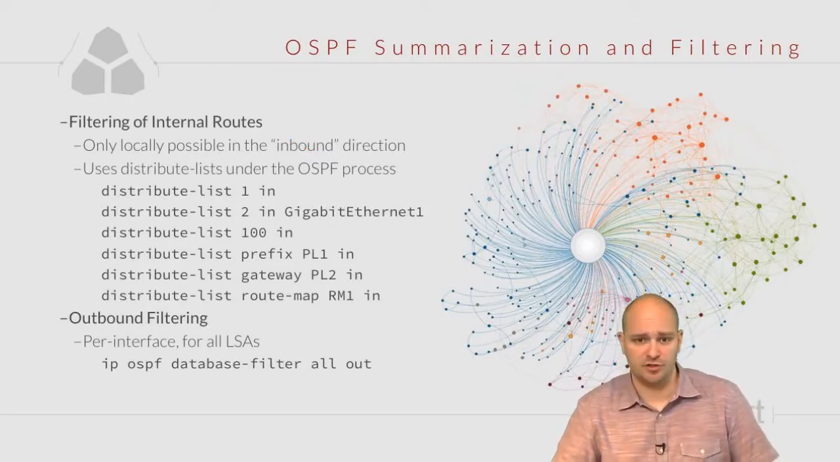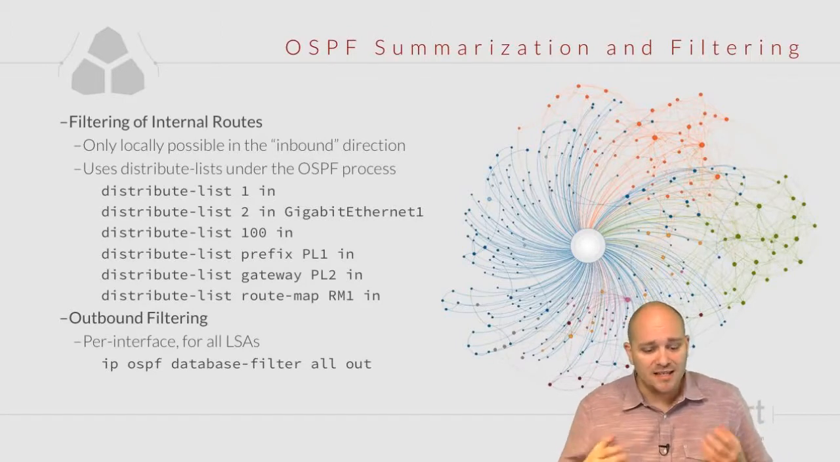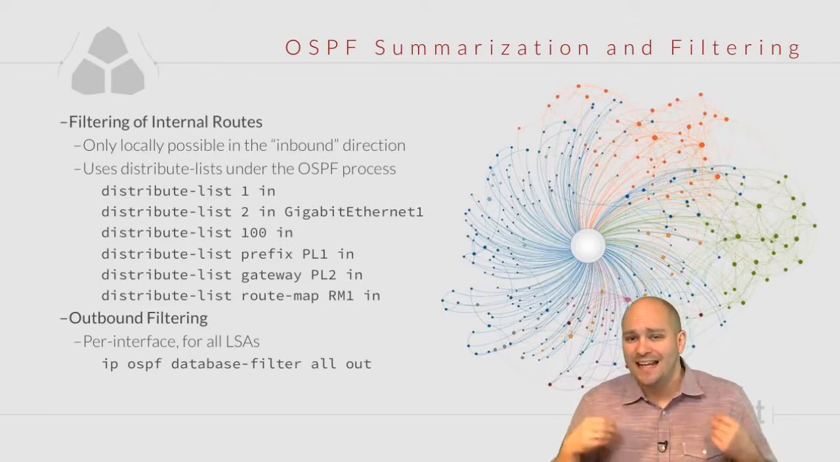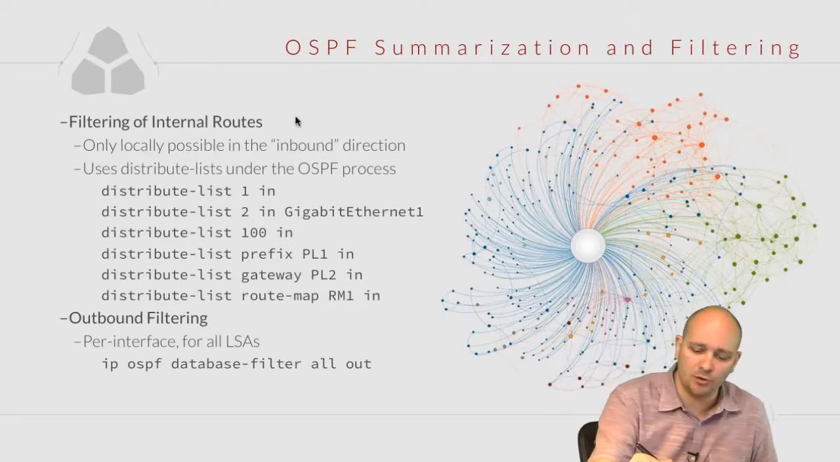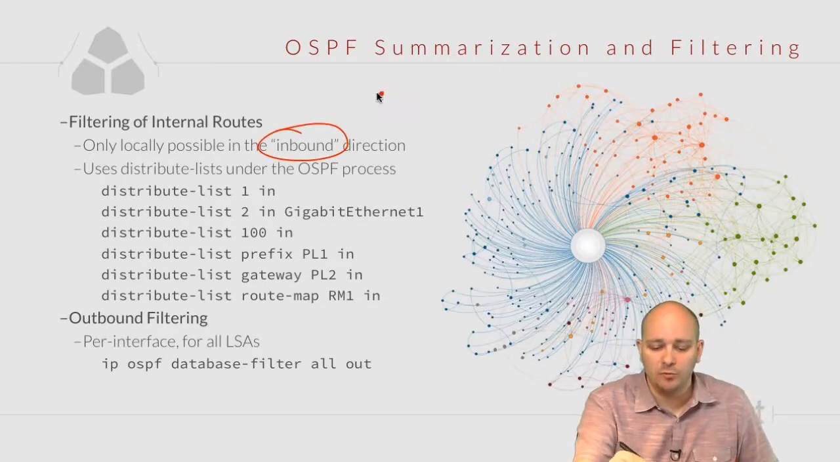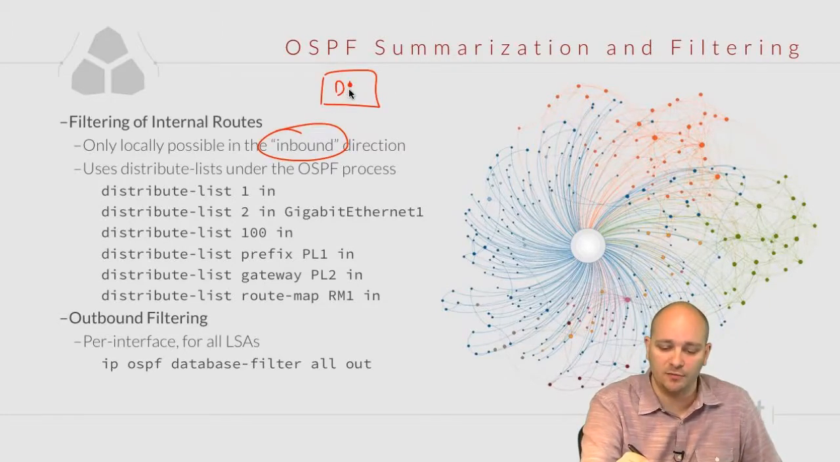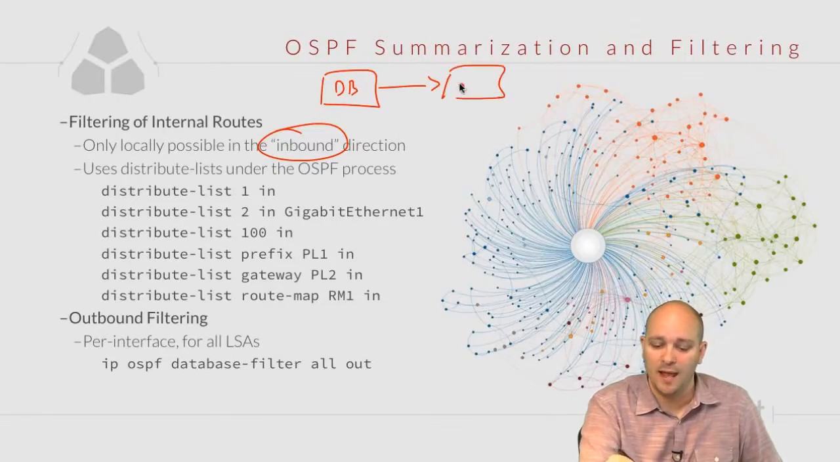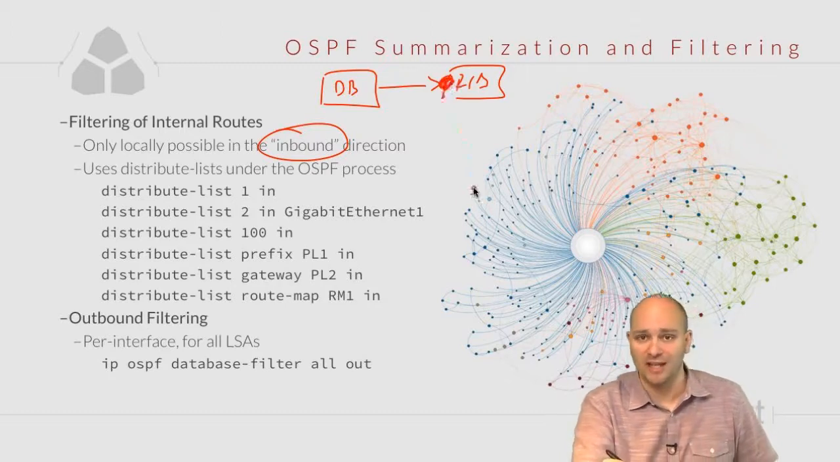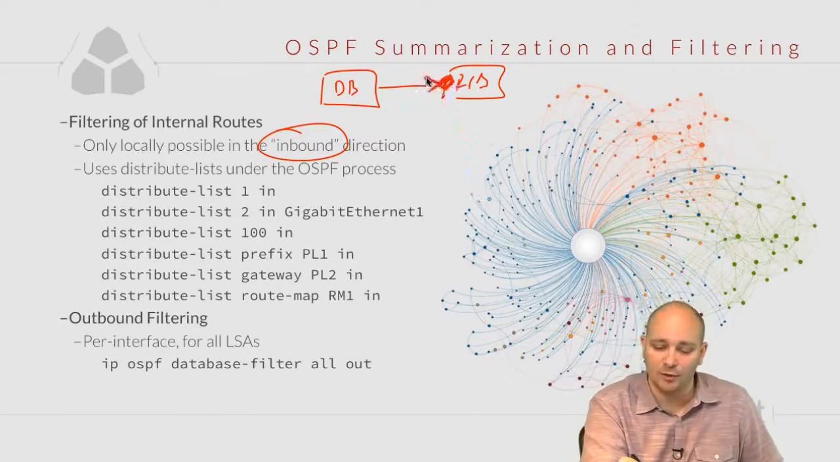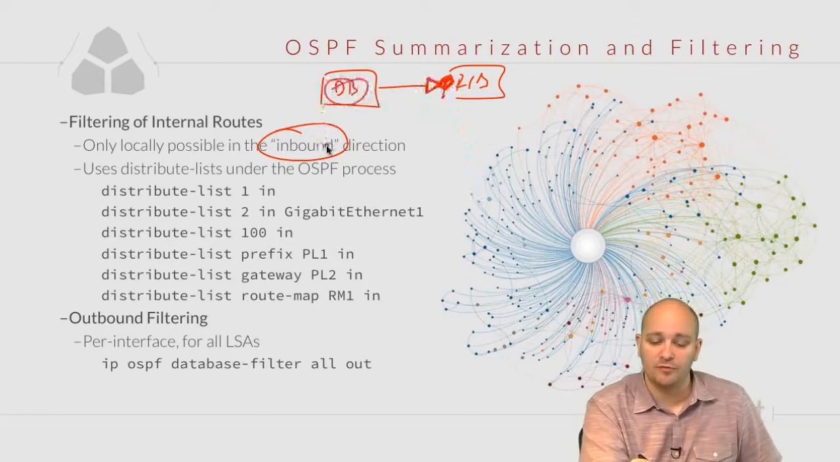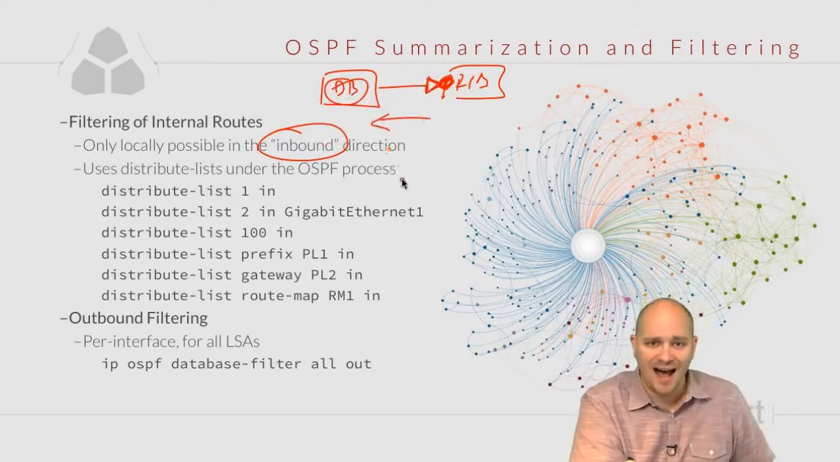So this local filtering infrastructure is used to filter the internal routes. And it is possible only in the inbound direction. And I put inbound here in quotes because what we are really talking about here is the filtering between the database and the routing table. When you are performing the filtering, you have to be thinking that you are implementing the filter here. So we can filter as the prefixes are arriving from the database to the routing table. We cannot implement any sort of outbound filtering with this infrastructure.